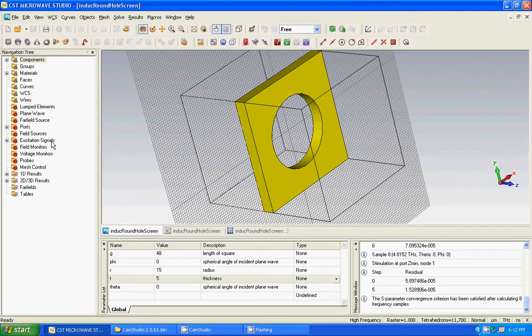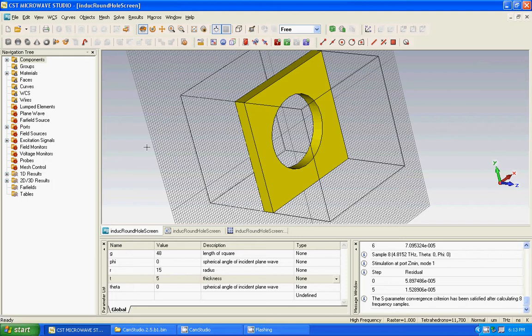Now I'm going to show you where the data is, how to get it out, and sort of an idea of what it means. Alright, so let's just jump right into it. The data that we're concerned with here are the scattering parameters. And basically what scattering parameters are is R and T, reflection coefficient and transmission coefficient of this structure.